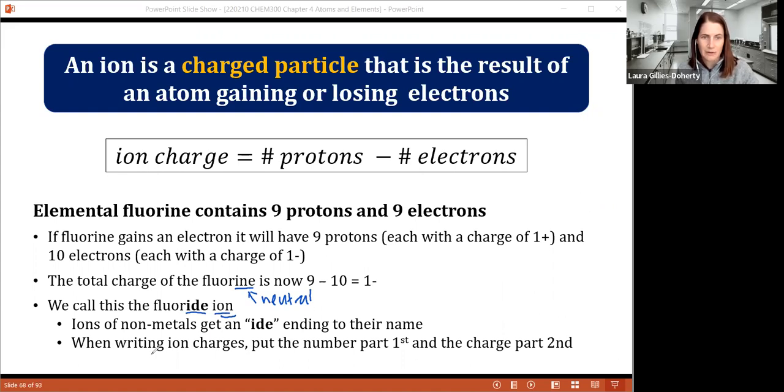Just a convention here, when we're writing these ion charges, you put the number part first, and then you put the charge part second. So a charge of -1, we write it as 1-. If we had a charge of +1, we'd write that as 1+, 2+, etc. So the number goes first, and then the plus or the minus sign comes second.